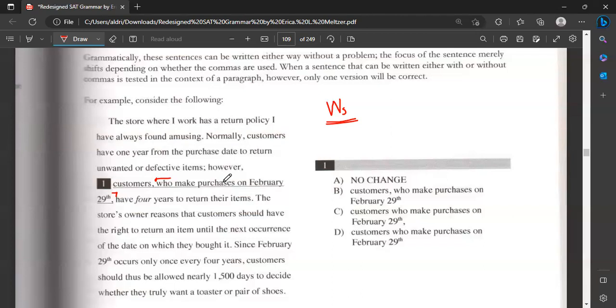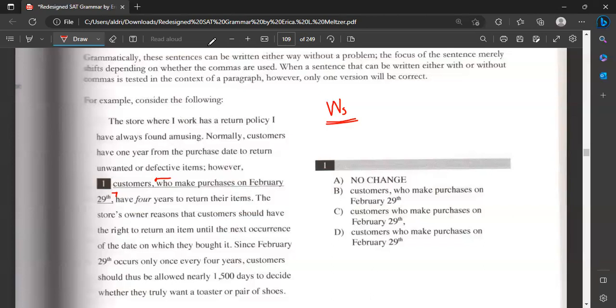Would that make sense? No, it would not, sir, because it stated further up in the passage that normally customers have 1 year to return their goods. So it says those who purchase on the 29th have 4 years. That means it's set apart. It also sets it up by saying normally, and it says the return policy is kind of amusing. Oh yeah, okay. So you do have to mention it. That's very good, Audin.